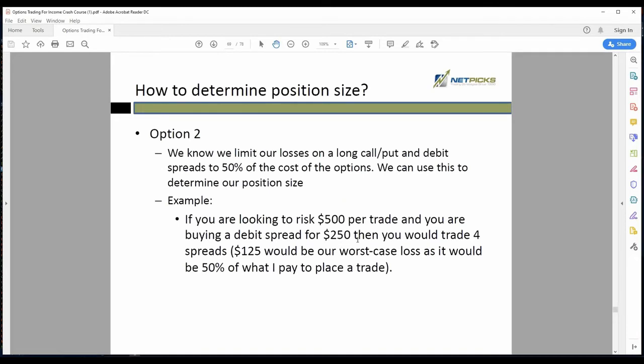Option number 2 is if you're going to use that 50% loss, you can use that as a way to determine your position size. So now, if you're using that same debit spread that you're buying for $2.50, you could put it on 4 times because you're using a 50% loss. Your maximum loss would be $125 per spread. You can put it on 5 times and still have that same $500 of risk. See how there's a difference there? So option number 2 is far more aggressive.